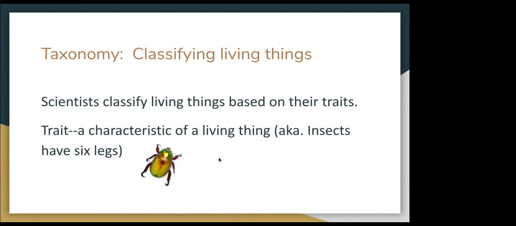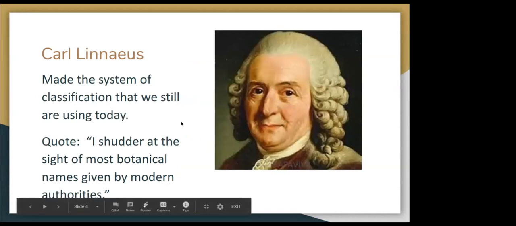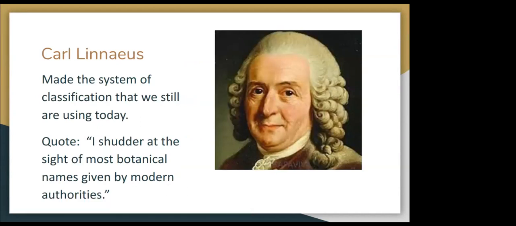Carl Linnaeus is the man who made the system that we use today. He was kind of over the system of his time. It was very difficult. His quote about it is, he wrote, "I shudder at the sight of most botanical names given by modern authorities," which means that all of the names of plants back in those days for scientists were really complicated and difficult. And he didn't like the way that they were organizing and naming things.